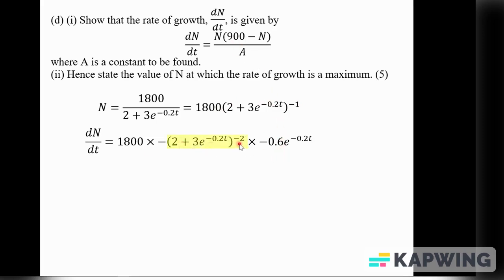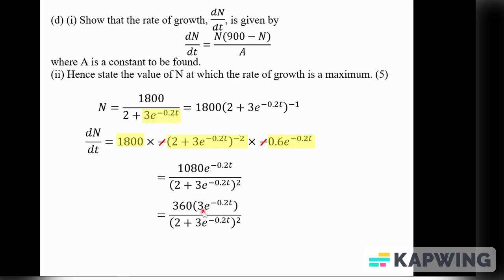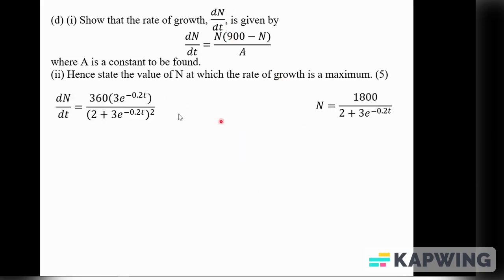So I'm going to get this into that form. I've got a bracket to the -2 here, so I'm going to do it as a fraction with that bracket squared on the bottom. I can get rid of those minuses, they'll cancel each other out, and I've got 1800 and 0.6, which is going to be 1080, and then that e to the minus 0.2t. But because I've got 3e to the minus 0.2t here, I'm going to write it like this, because I'm going to rearrange this, so it says 3e to the minus 0.2t equals, I can work out what that is in terms of N.